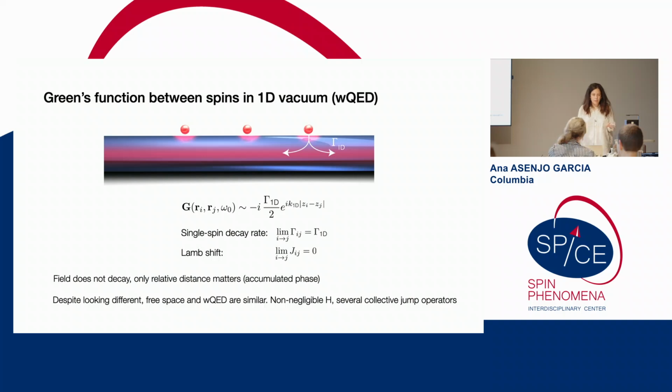Okay, so these are the basics of how the field propagates in these systems. Now we're going to take a look at what happens when you have, we're going to take again the trivial limit.